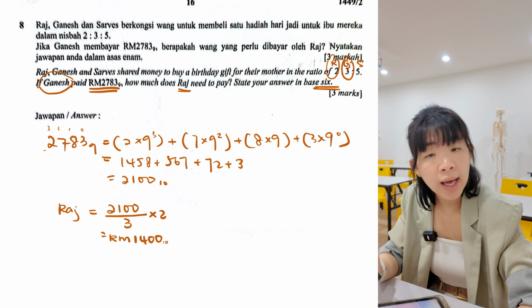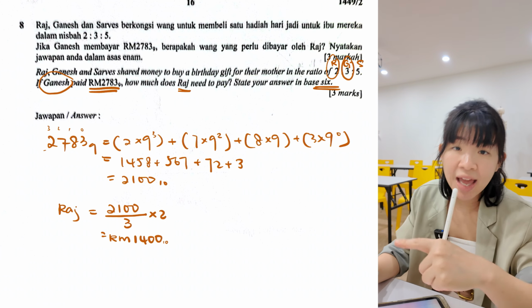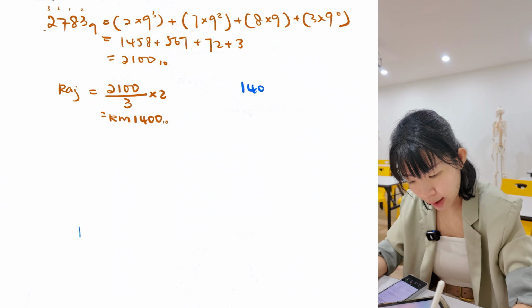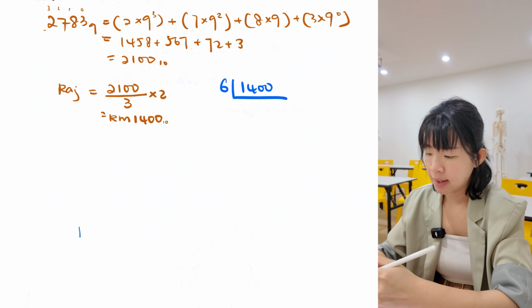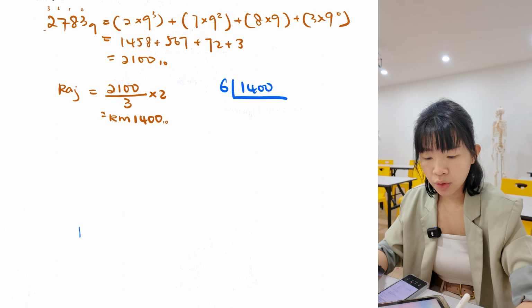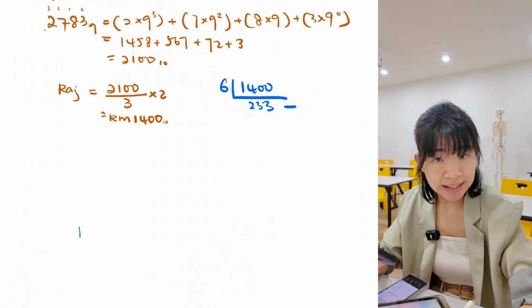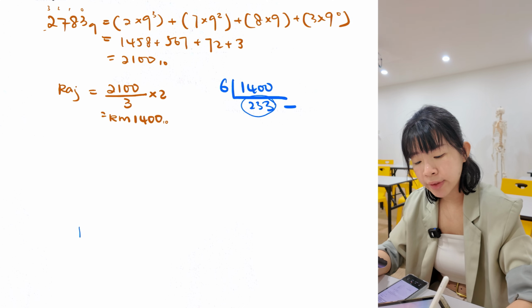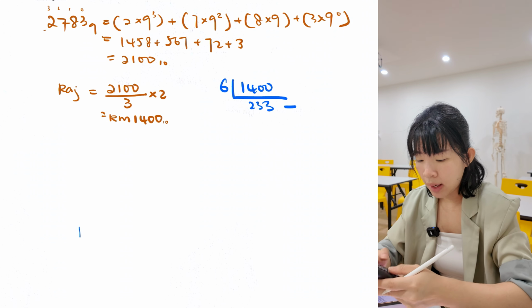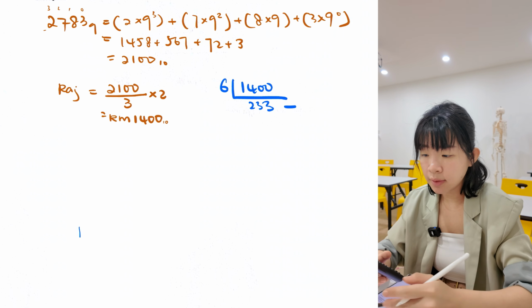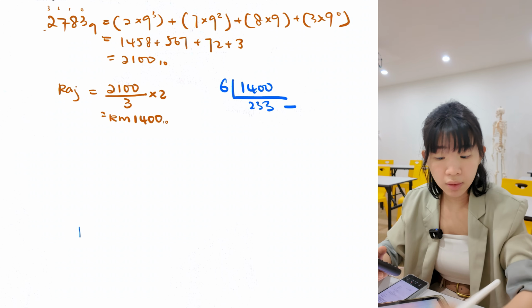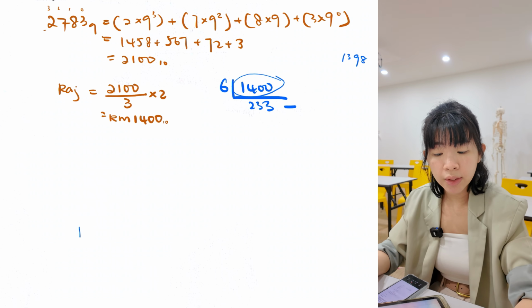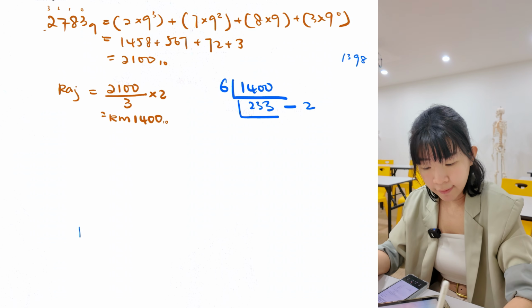At the end, we want the answer to be in base 6. From base 10 to a smaller base, we need to divide. 1400 divided by 6 gives 233. Ignore the decimal in the calculator. To find the remainder, baki, we take 233 times 6, which is 1398. The difference compared with 1400 is 2. So the remainder is 2.